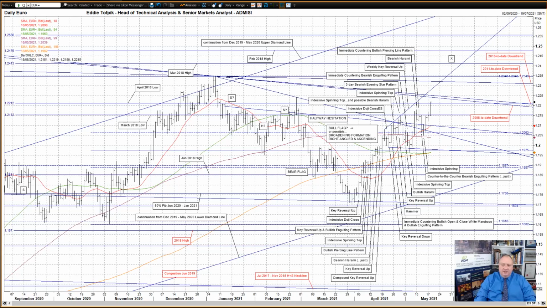So far today, strong surge higher from the open over the March 2018 low and the April 2018 low at 122.12. The market now moves towards the next resistance, the two old and recently reframed downtrends. The 2008 to date, which is currently at 122.42, and the 2011 to date, which is currently at 122.52. There's also the February high at 122.42.